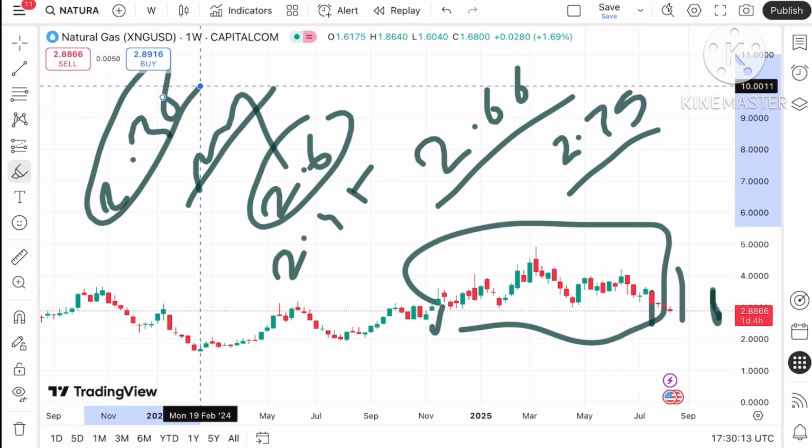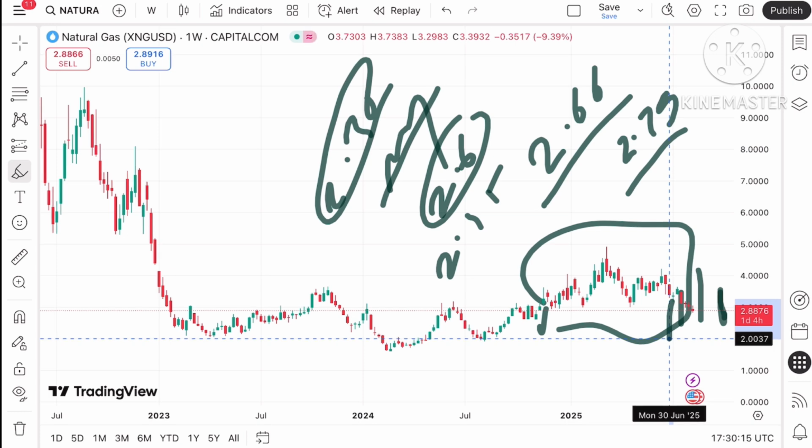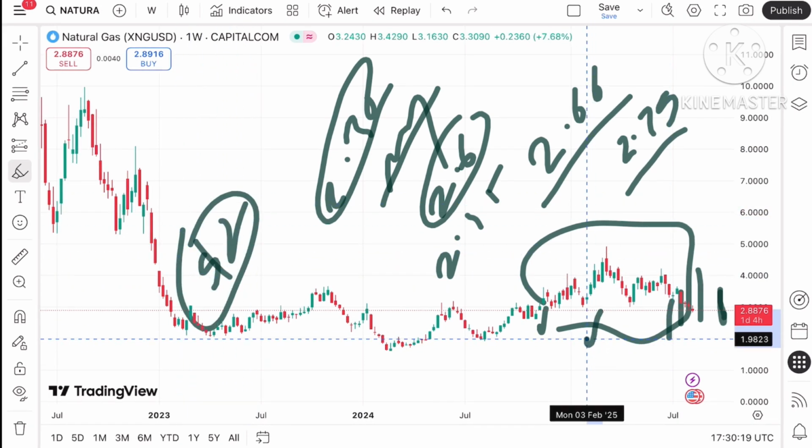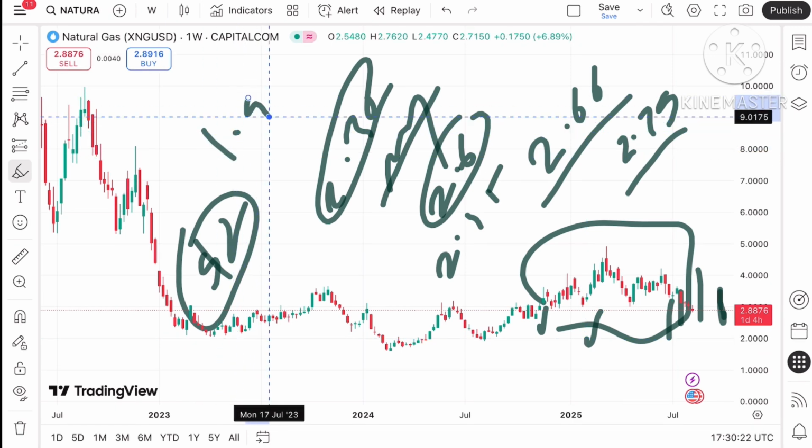Suppose if the price falls below 2.38, a further fall can be seen towards $2, and then a further downfall can be seen towards $1.98.